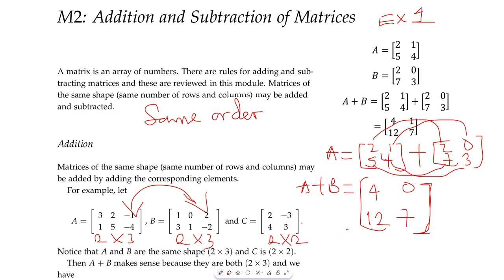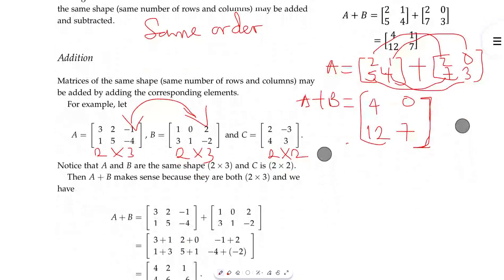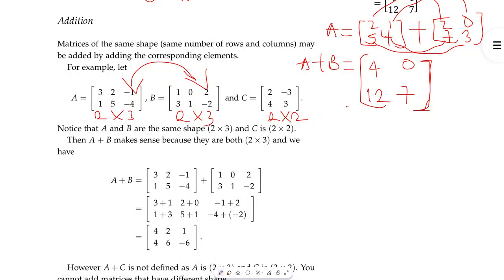Now let's see what we have here. You can see what I wrote there. Note that A and B are the same shape, but C is 2 by 2. So we can do A plus B.